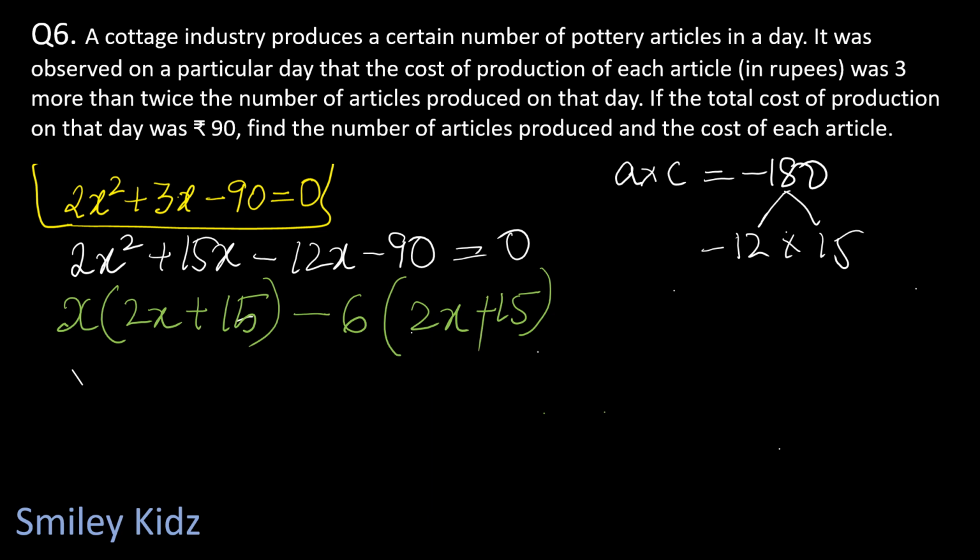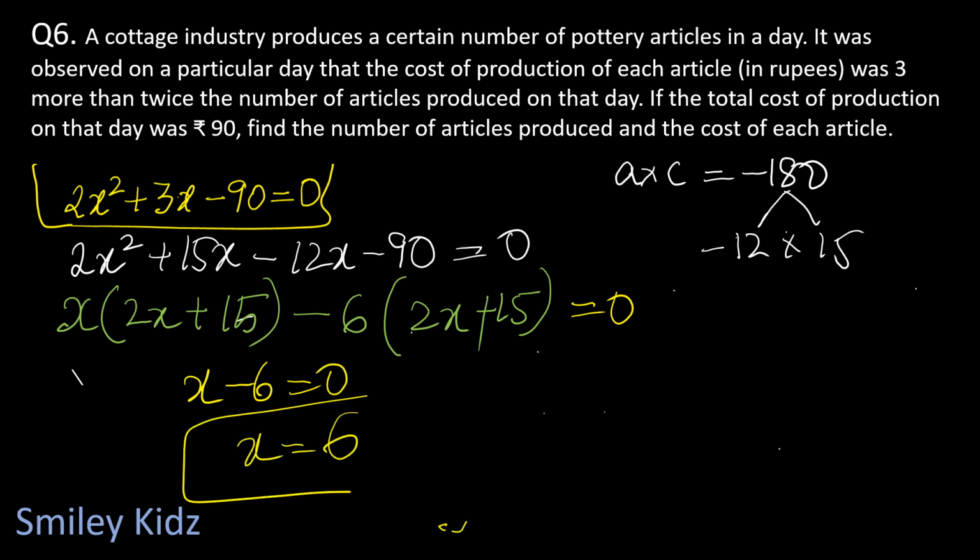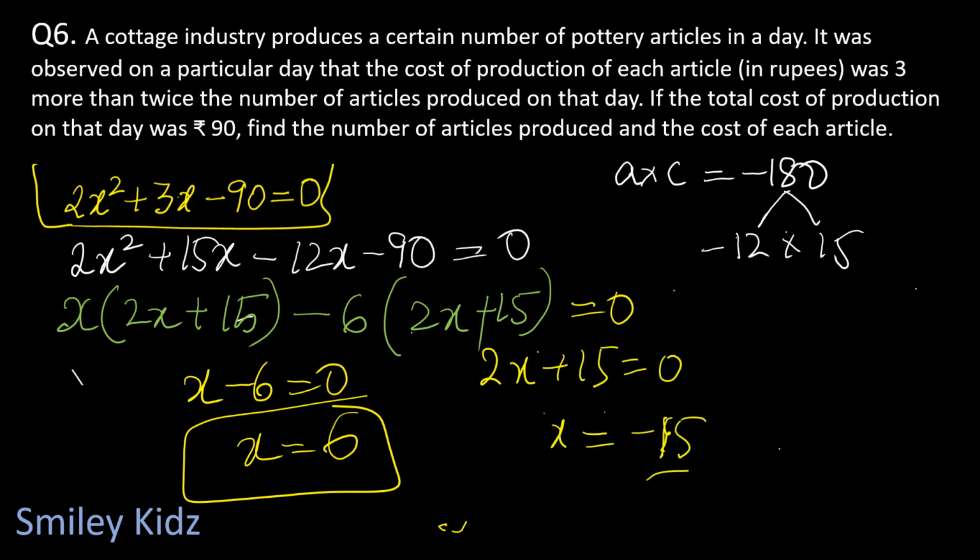It's going to be 2x plus 15, isn't it? Then equate it to 0. So x minus 6 equal to 0, x is equal to 6. And on the other hand I have 2x plus 15 equal to 0, x is equal to minus 15 upon 2.